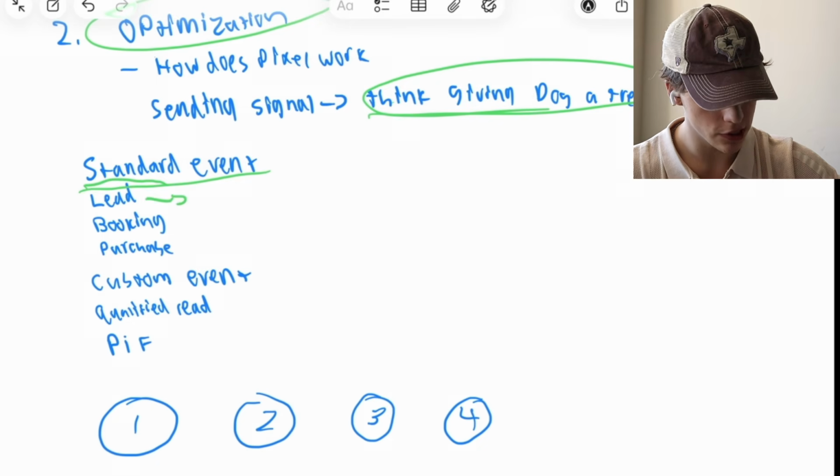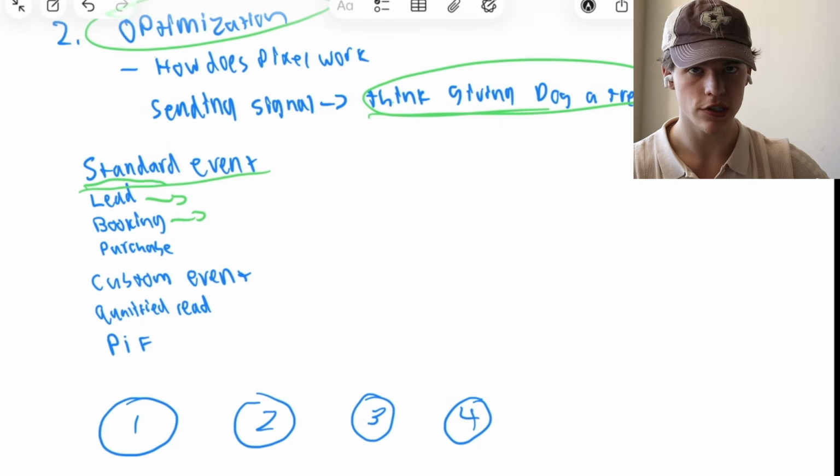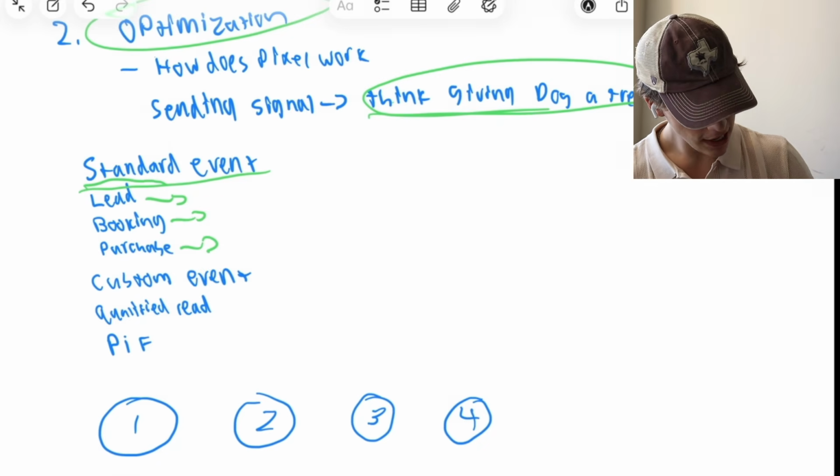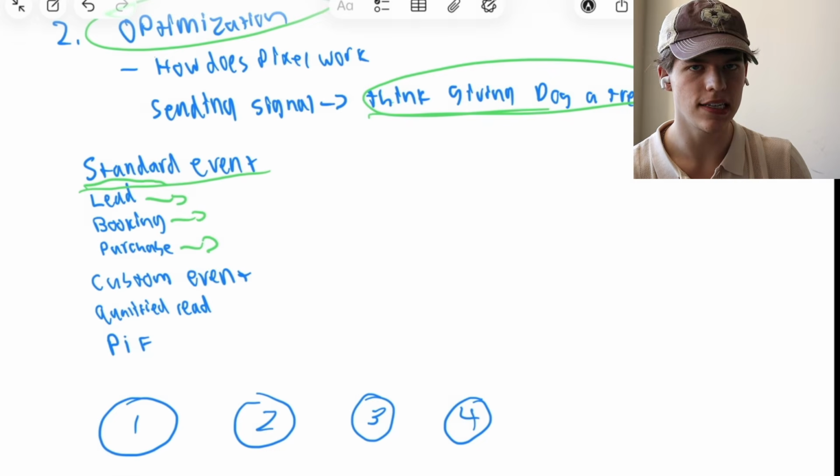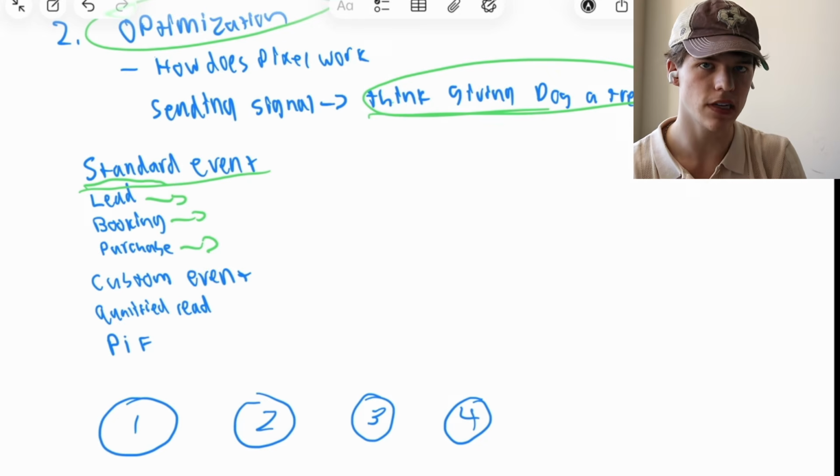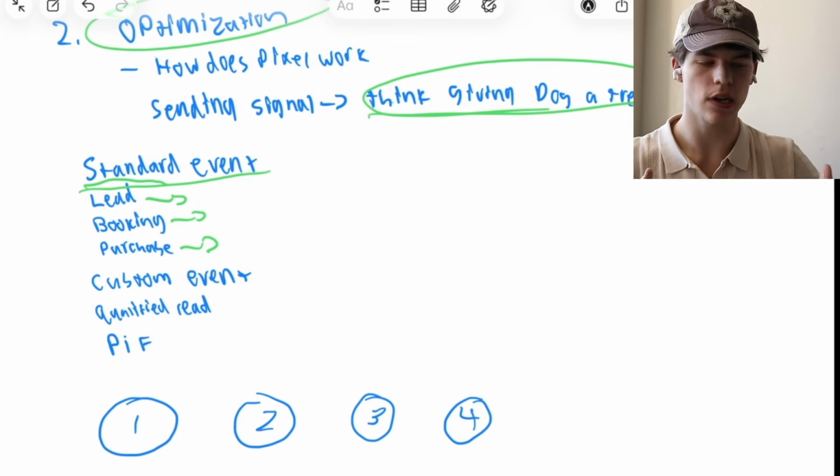So for example, a lead, which is submission of info, a booking, which is someone who schedules a call, or a purchase, someone who buys on the landing page, right? And Meta has its own way of optimizing these. If it is a standard event, send it back as a standard event, because when you say, hey, this was a lead, Facebook understands more conceptually what a lead is, right?